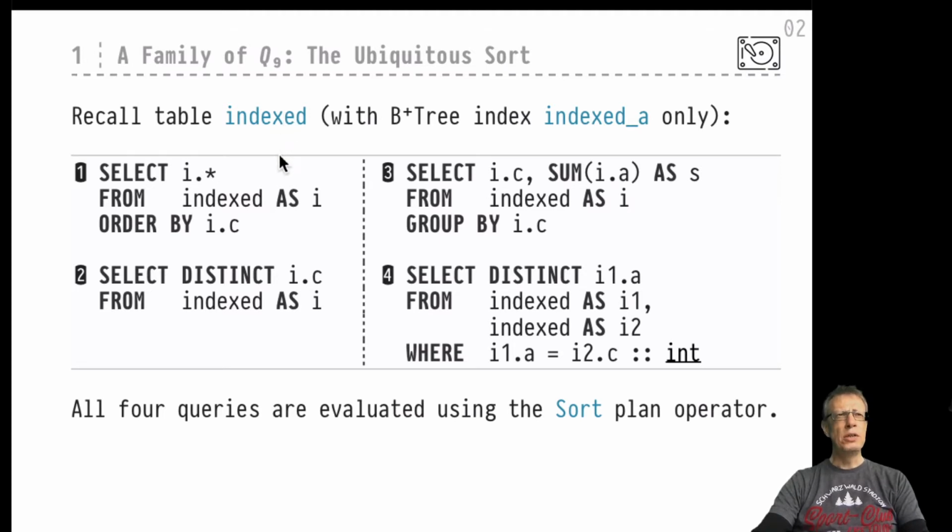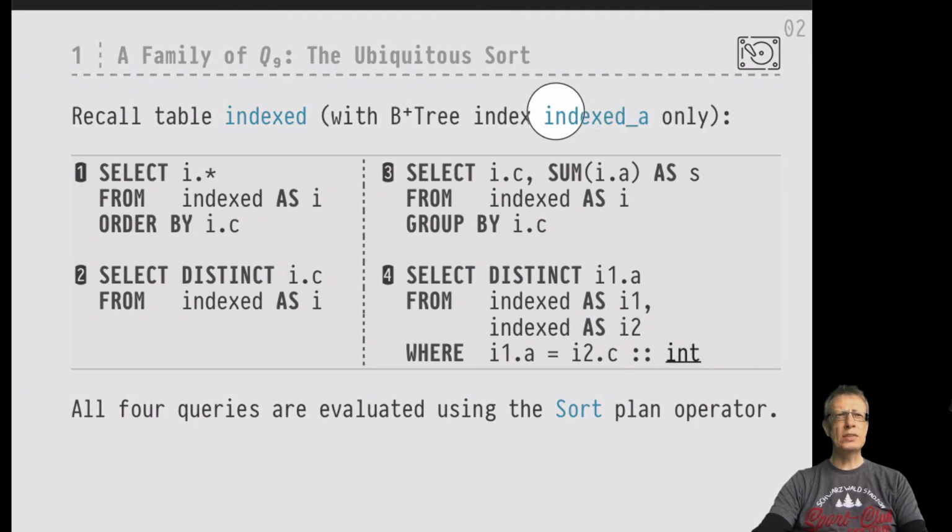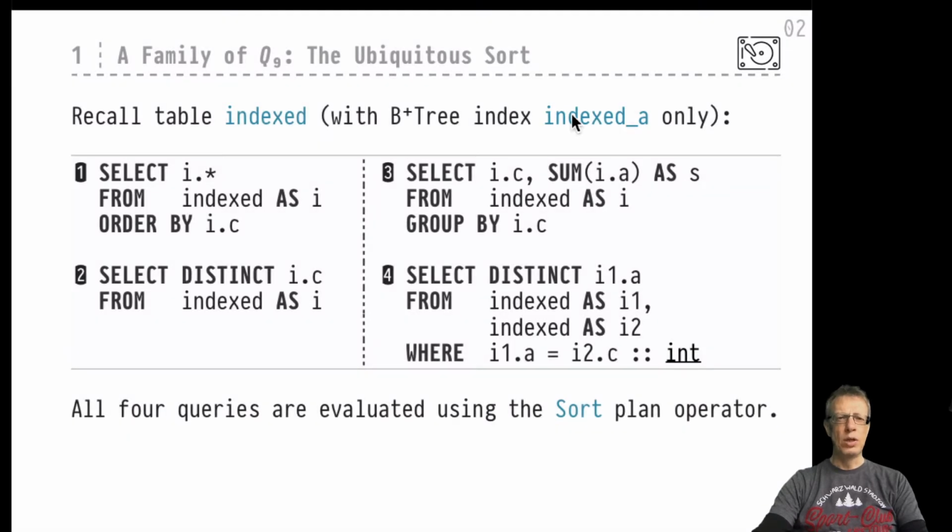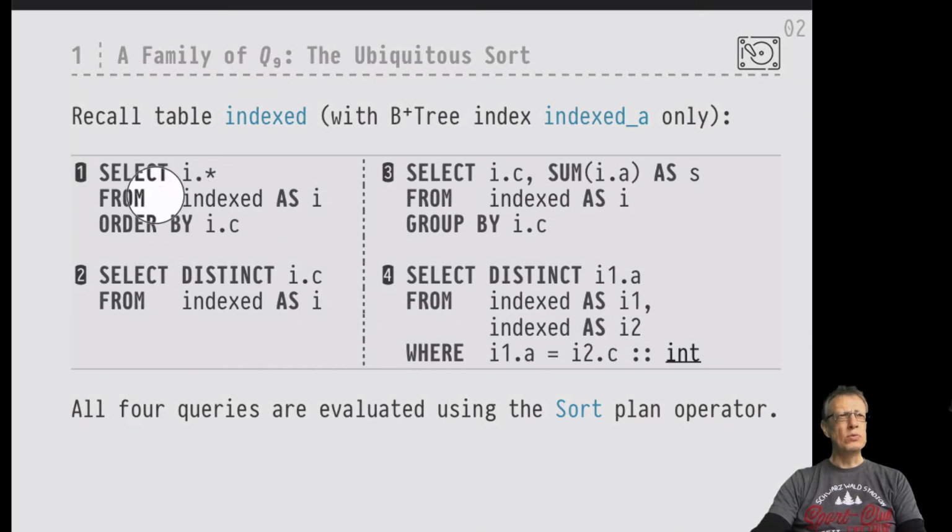All right, so here's a selection of queries, and there are many more that would lead to sorting in query plans. They are all formulated over the indexed table, which is the table that we've studied while we were talking about B+ tree indexes. And currently we assume that there is a single index, a B+ tree index defined. A sorted index is defined on the A column of our index table. I will remind you of the definition of the index table when we switch over to the PostgreSQL terminal in a second.